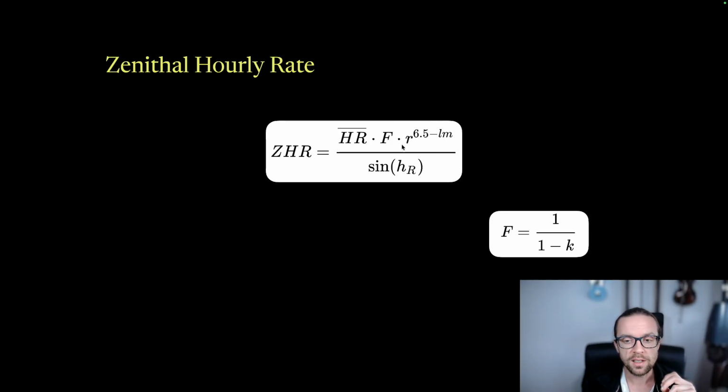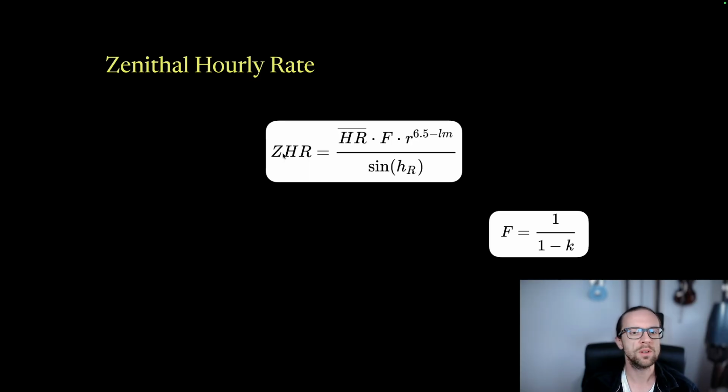On the other side, the ZHR is divided by R to the power of 6.5 minus LM, which means if you're in the city where the faintest star is maybe 4.5, then you have 2 to the power of 2, which is 4, and then you have to divide the number again by 4, for example.